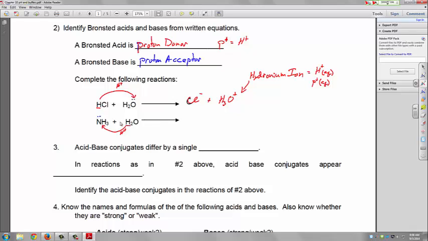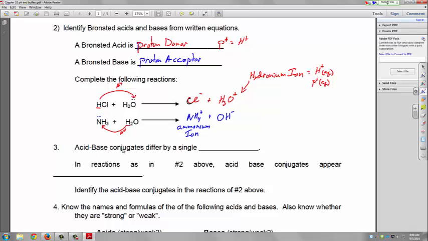Right. So water is donating its hydrogen ion to ammonia. Ammonia then goes from NH3 to NH4. It has a +1 charge, and what's left of the water after it loses one hydrogen is the hydroxide ion. Right. So this is the ammonium ion.